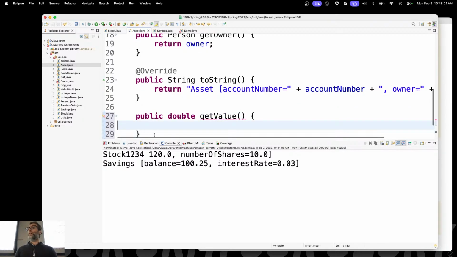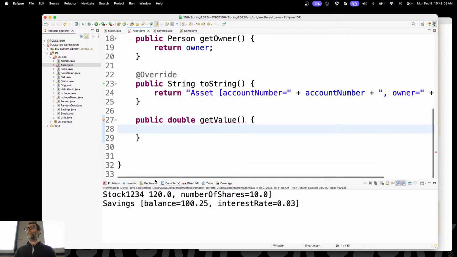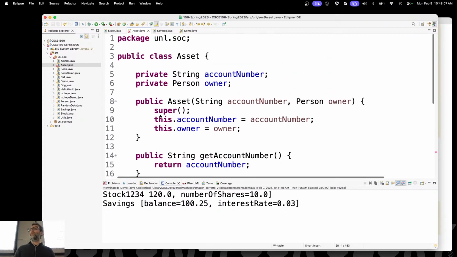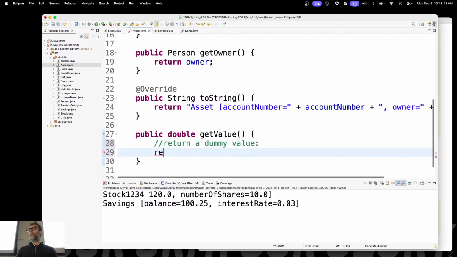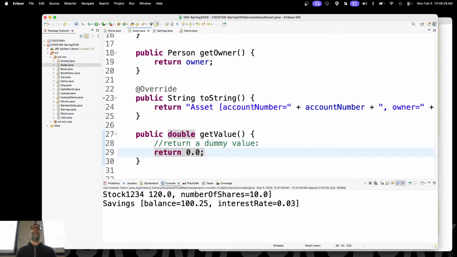Now my question here for a generic asset is, what's the value of a generic asset? The owner? That doesn't make any sense. The account number? That doesn't make any sense either, right? This has no real interpretation in the superclass here. I could return a dummy value, right? Return, in this case, 0.0, right? A generic asset has no real value, right?